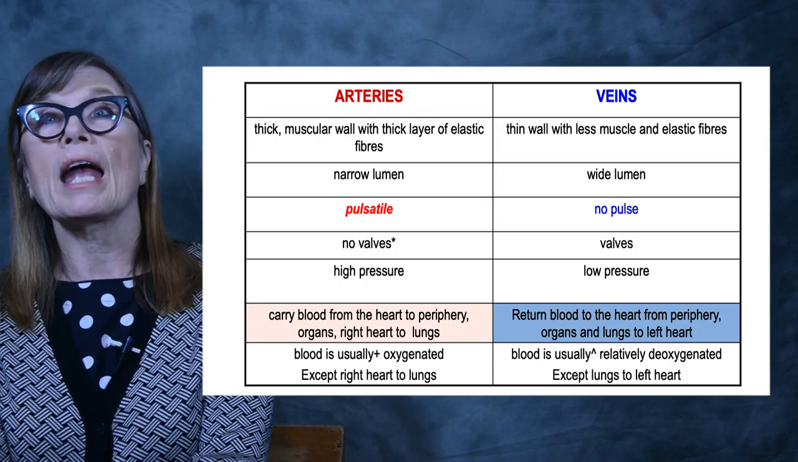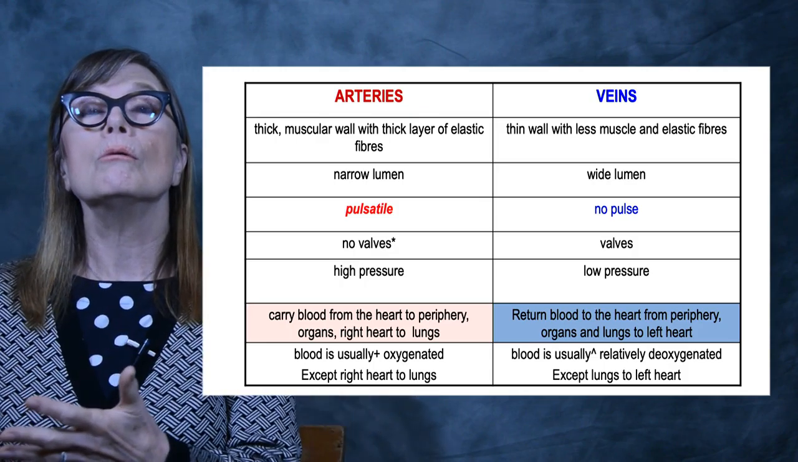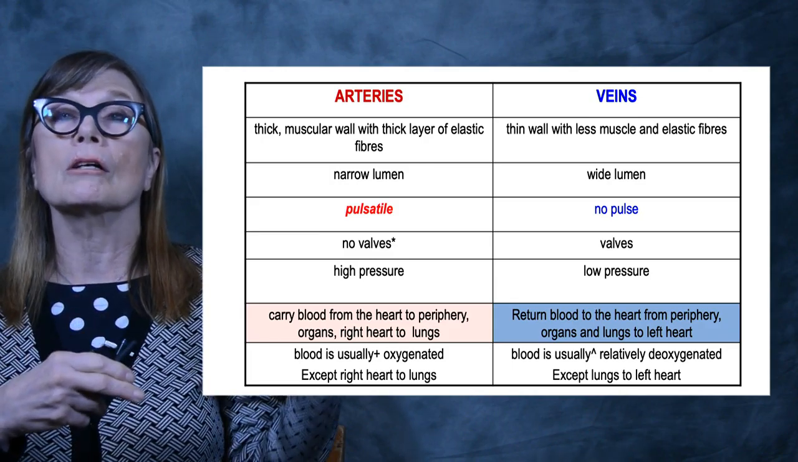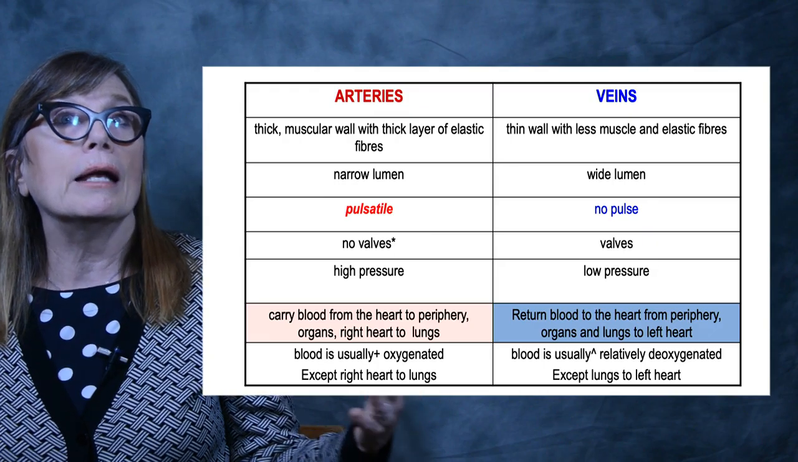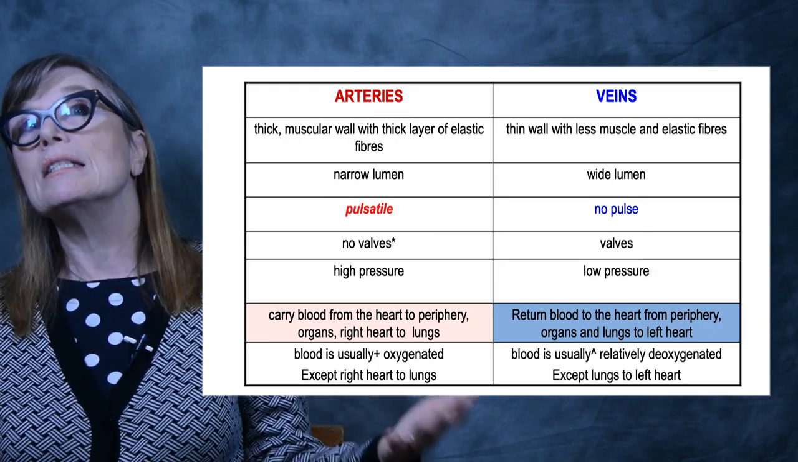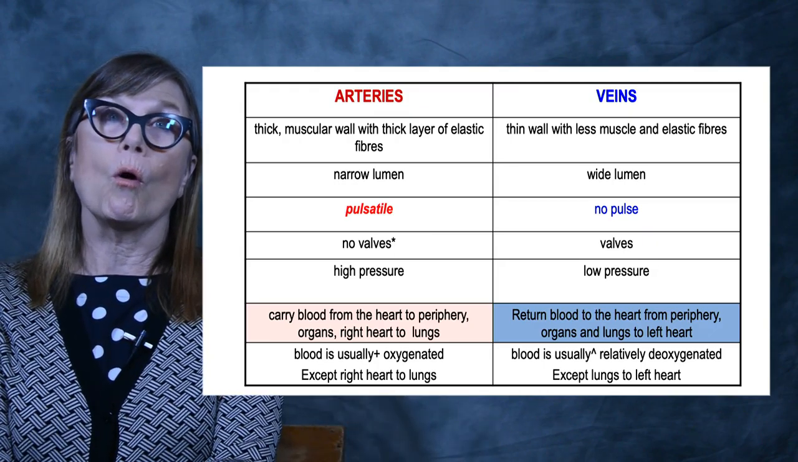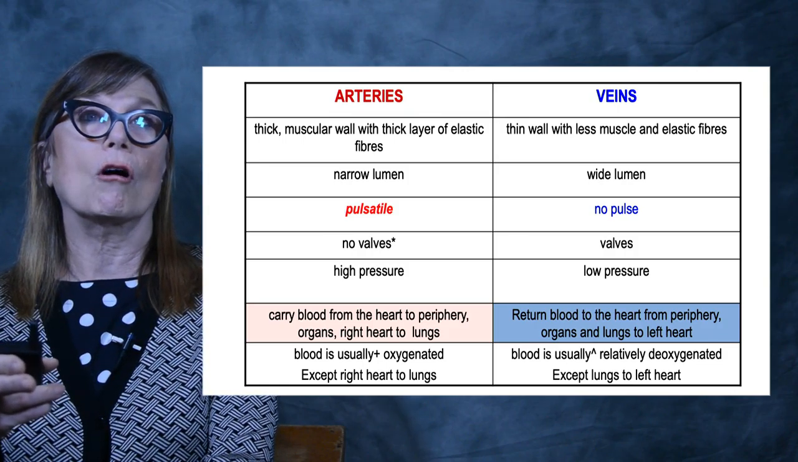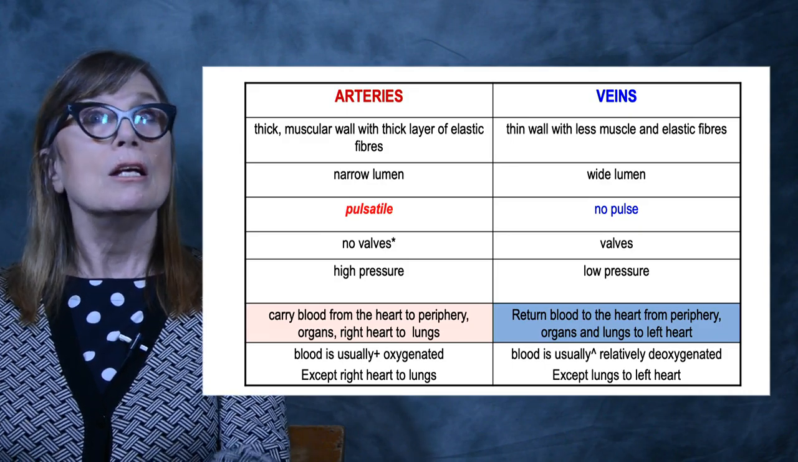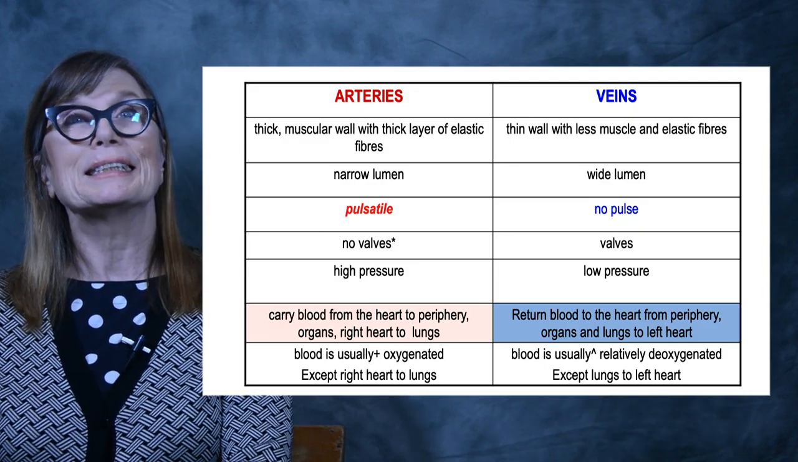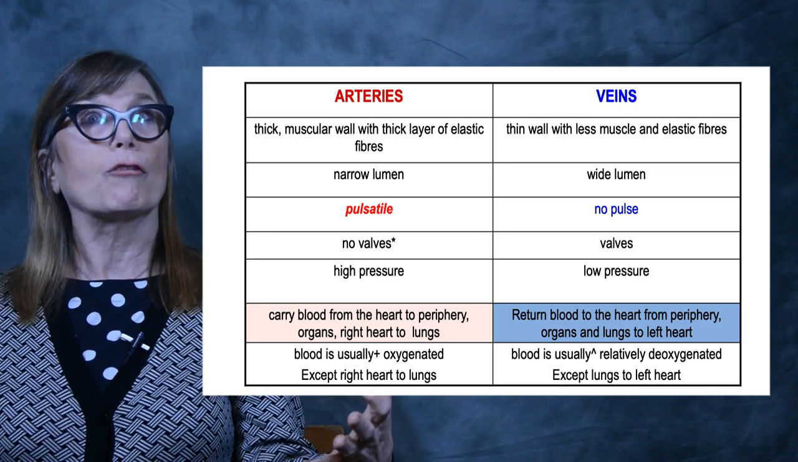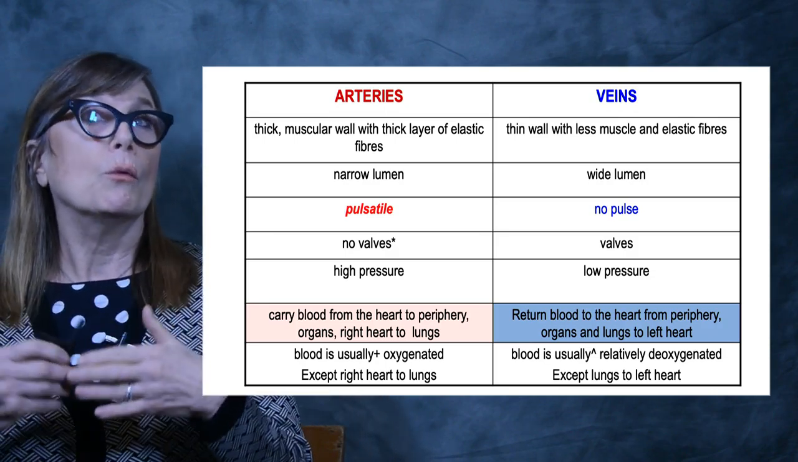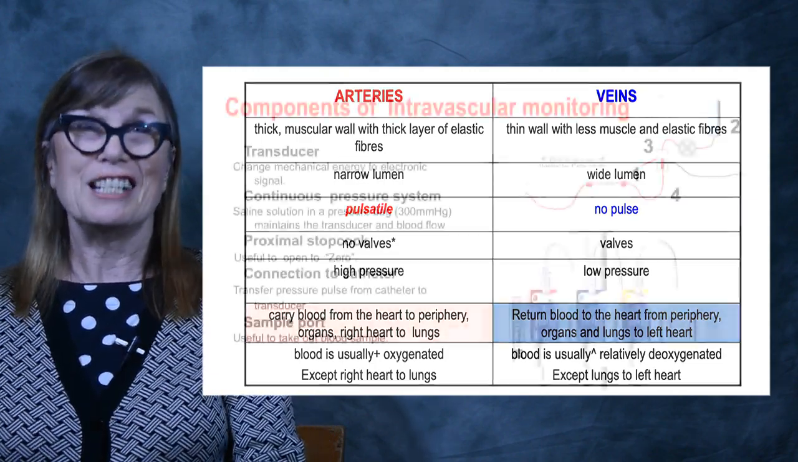The purpose of your veins is to return blood to the heart from the periphery and organs, and return blood from the lungs to the left heart. So the blood in the veins is relatively deoxygenated, except for the pulmonary vein, which carries blood from the lung back to the left heart. That's oxygenated blood. So understanding the arteries and the veins gives us a good baseline for appreciating central venous cannulation and arterial cannulation, which is the purpose of this talk today.